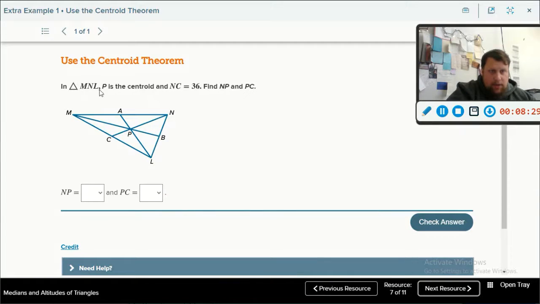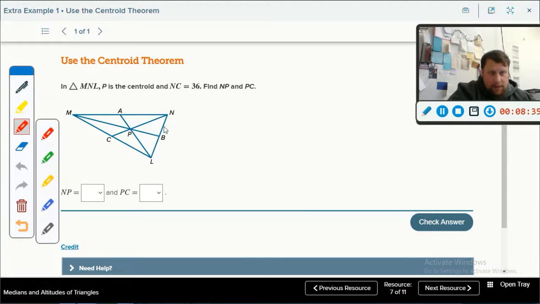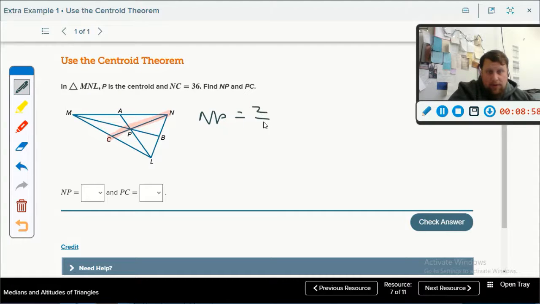All right, we're going to use the centroid theorem again. So NC equals 36. Let's see what that means for us. We're basically doing the same thing. I'm going to use the centroid theorem to find NP and then subtract that from the total NC to get PC, right? First things first, if NC equals 36, then I know that NP equals 2/3 times 36, right? And 3 goes into 3 once, goes into 36 12 times. 2 times 12 equals 24. So now I know that NP equals 24.